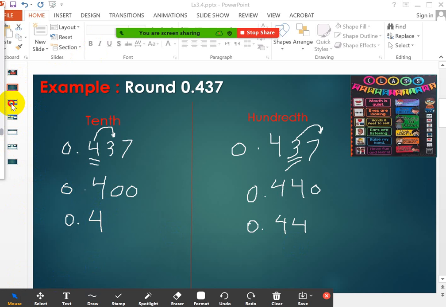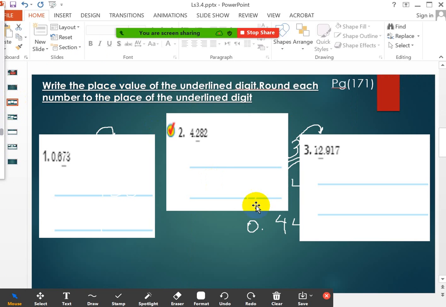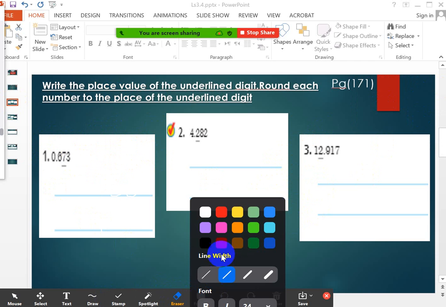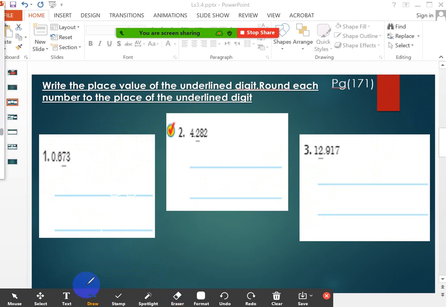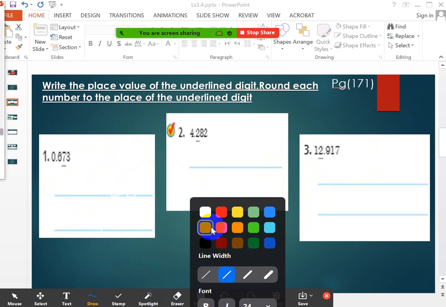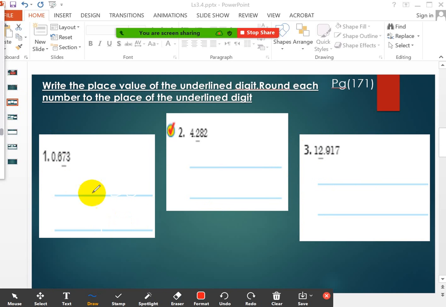Now let's move to the first exercise on page 171. I want you to help me to solve those exercises. I want you to round the number into the underlined digit. Girls, when I want to round, I have to look at the digit before it only. This digit, the underlined digit, and the digit before it. What about the digit after it? No change on it, okay?